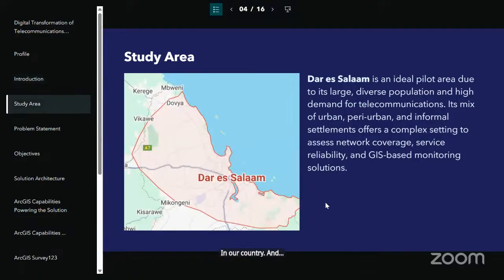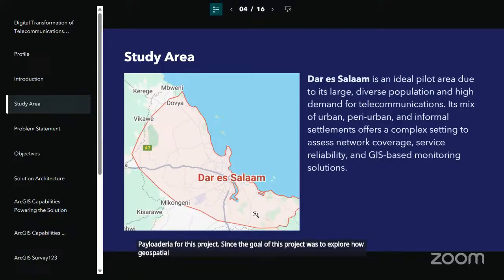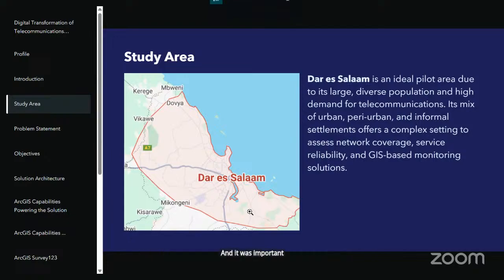With the study area, I chose Dar es Salaam as the pilot area for this project, since the goal of this project was to explore how geospatial tools can improve telecommunication management, and it was important to choose a location that clearly reflects both opportunities and challenges in this sector.